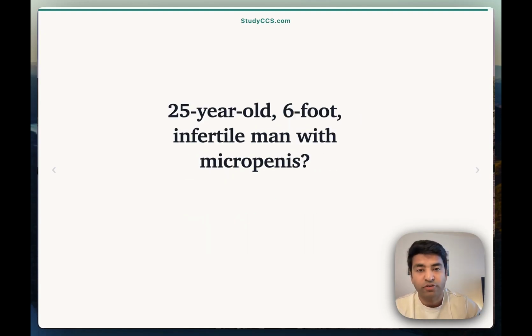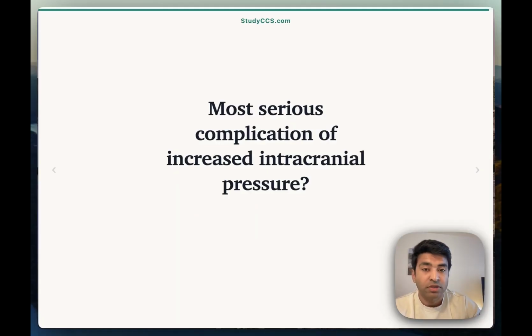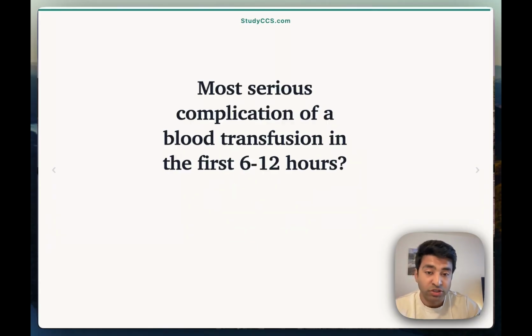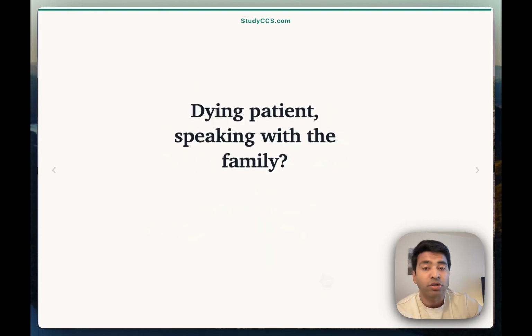When you hear a 25-year-old male who's 6 foot, infertile with a micro penis, it's Klinefelter syndrome. Most likely serious complication of increased intracranial pressure is brain herniation. Most common complication of blood transfusion in the first 6 to 12 hours is a transfusion reaction due to circulatory overload. And then this is typically seen in patients who have CKD.